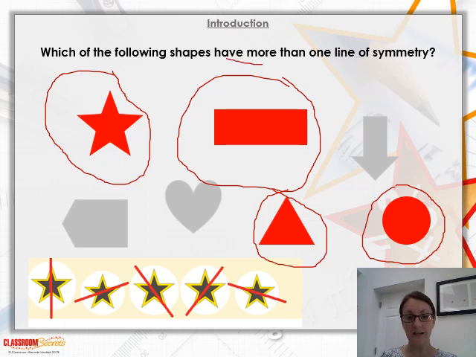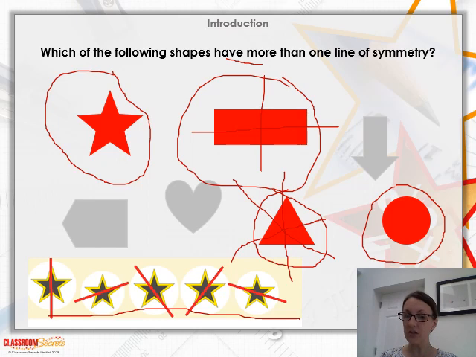And the star has, in fact, showing you down here, 5 lines of symmetry. This rectangle here has 2 lines of symmetry. This regular equilateral triangle has 3 lines of symmetry. It's very difficult to draw, but 1, 2, and 3. That brings us to the last one, the circle. How many lines of symmetry does a circle have? Well, actually, a circle has an infinite number, meaning there is no end to the number of lines of symmetry in a circle. Infinite.